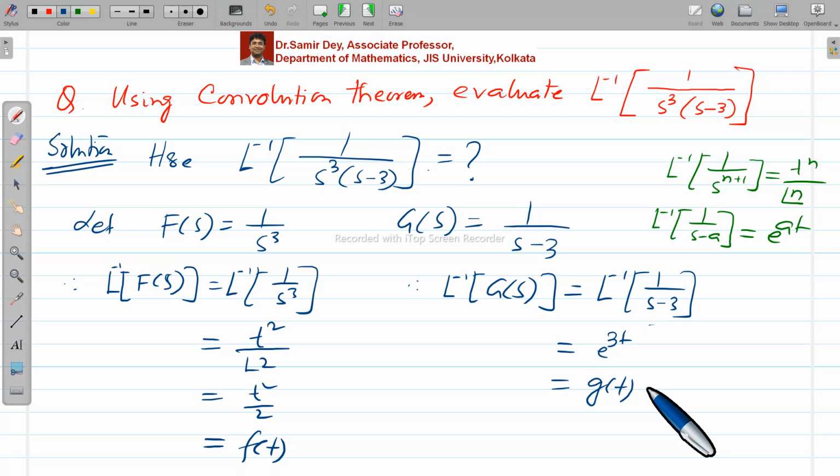Please listen carefully, part by part try to understand. Suppose you have a question in your mind: here I have considered F(s) as 1 by s cube. Can I consider the second one as F(s)? Yes, you may consider, there is no restriction. Any one part you may consider as F(s), and the second part will automatically be your G(s). Our main objective after knowing F(s) is to find the corresponding f(t) using inverse Laplace transform, and the corresponding g(t). Which formula you can use to find the value, I have already mentioned here.